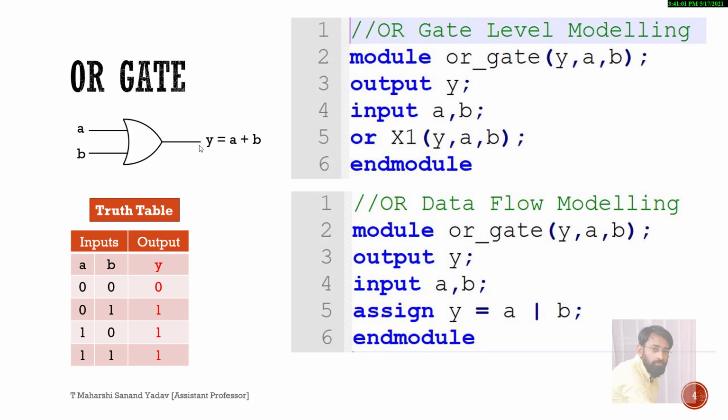So this is a symbol for an OR gate and it has two inputs which are A and B. So they are called as inputs. Next, it has one output which is Y. So we know that OR gate is used to perform the addition operation between the two inputs. So that's why Y is equal to A plus B.